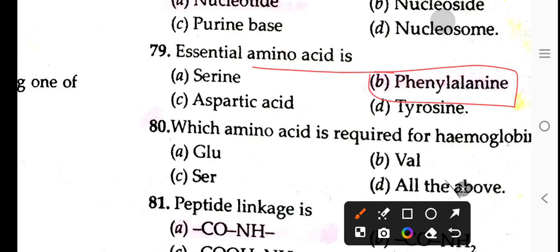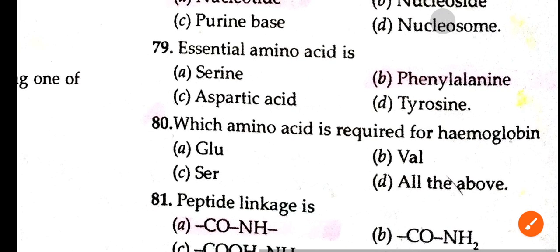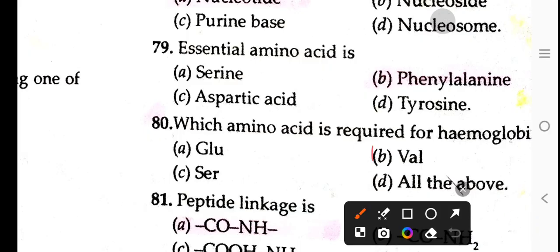Next, which amino acid is required for hemoglobin? So hemoglobin requires all the essential amino acids, but in this case it is option number B, that is valine.